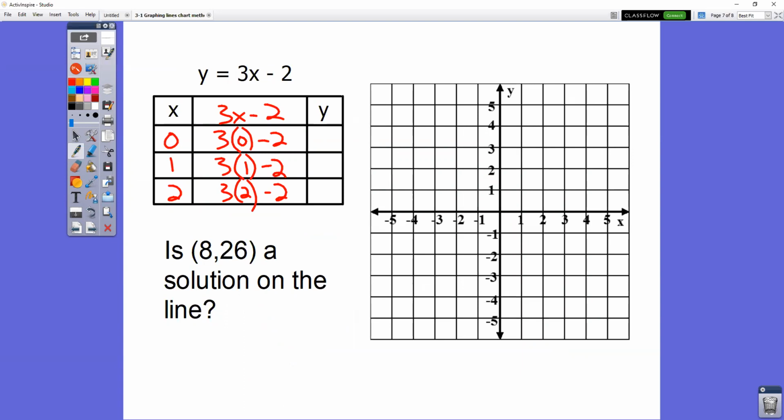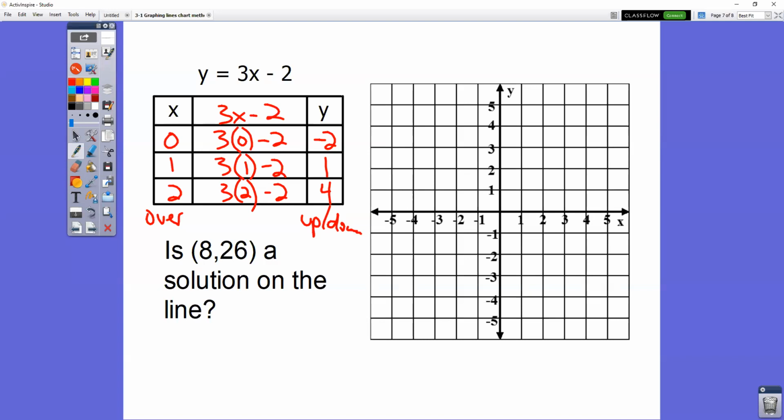You could type those right into the calculator. 3 times 0 is 0, minus 2 is -2. 3 times 1 is 3, minus 2 is 1. 3 times 2 is 6, minus 2 is 4. This is how many you go over. This is how many you go up or down.